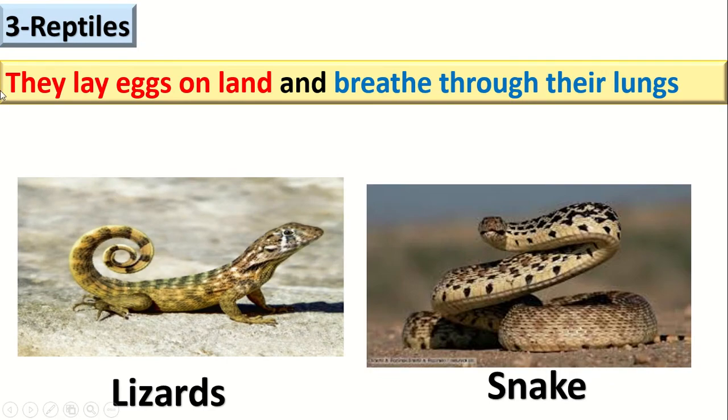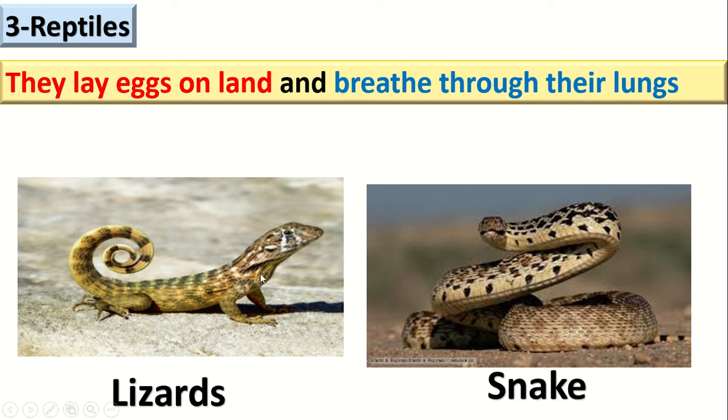Number three, reptiles. The reptiles lay eggs on land and breathe through their lungs. What is the meaning of lay eggs on land? They make their babies inside eggs and put them on land or on the ground. Land means ground, and they also breathe through their lungs like us. They have two lungs like us.